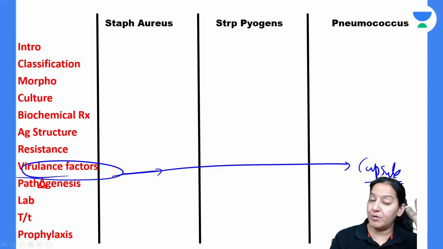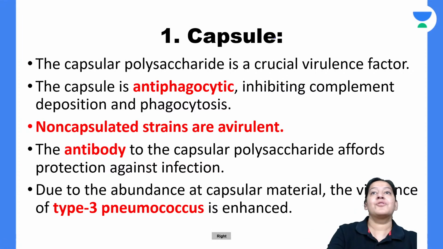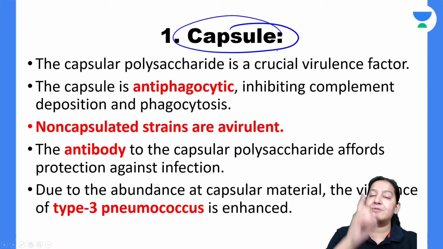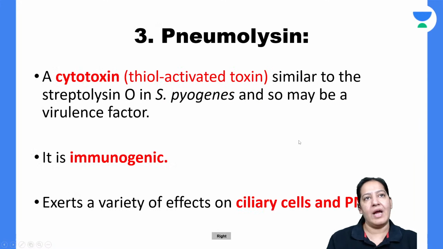We have seen the capsulated forms are virulent and the non-capsulated forms are avirulent. Have you got it? Capsule is very necessary for causing disease. Non-capsulated strains are avirulent. They do not cause disease. So that is the most important.